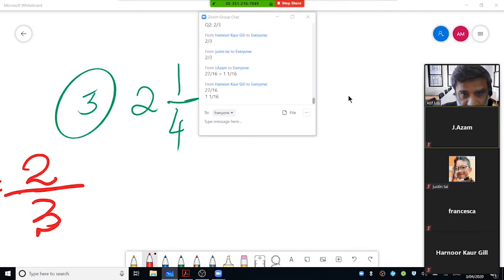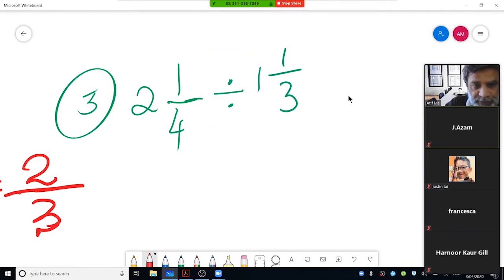So one student gave an answer. Okay, yeah. So we would do this together and see whether it is. So let me see, 4 times 2 is 8, plus 1 is 9. So this becomes 9 over 4.